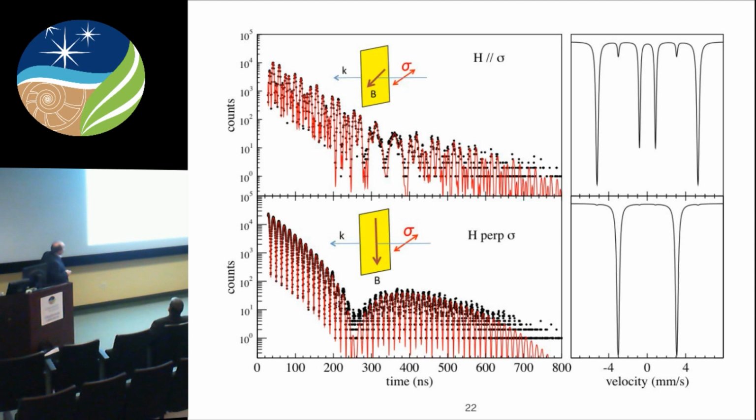If on the other hand I rotate the magnetic field and make it perpendicular to it, I'm going to see only these two transitions, and I will get a nice pattern like this. If somebody in the audience asks me what this big beat is, I will answer it, but not now.